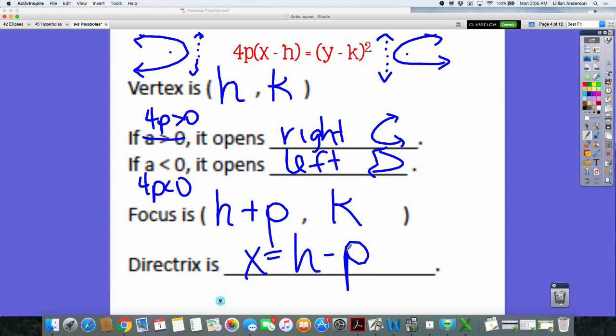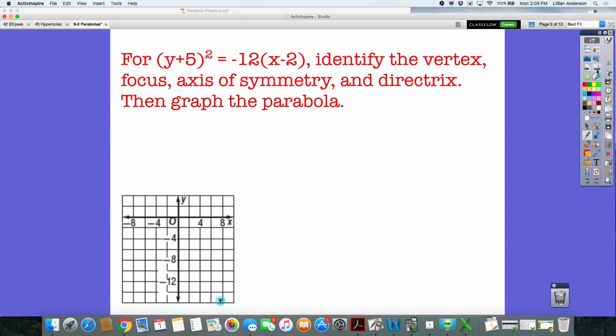So let's take a look at an example here. We have (y plus 5) squared equals negative 12(x minus 2). Based off of this, what's being squared, our x's or our y's? Which means it's going to open either left or right. So I'm going to go ahead and write in the general equation above that, so we can just have that as a visual.